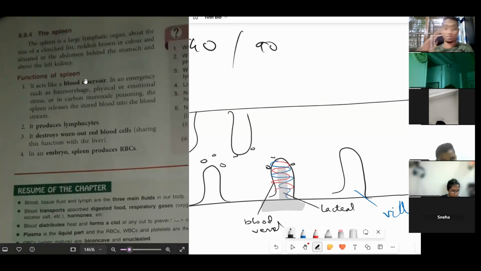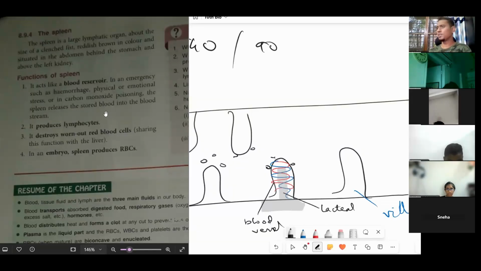Now, what's the function of the spleen? First is, it acts like a blood reservoir. If your body requires blood, for example, you have an accident and you lose a lot of blood, the spleen will give that amount of blood back to your circulatory system so that there's not too little blood. Blood is required in a hemorrhage, which means loss of blood, physical or emotional stress, or carbon monoxide poisoning. Because all your blood is concentrated with carbon monoxide, you don't have good blood. So your spleen will give that blood to your circulatory system.